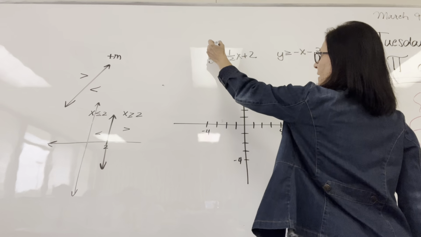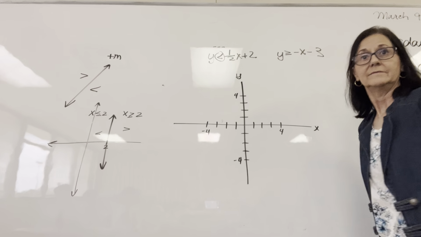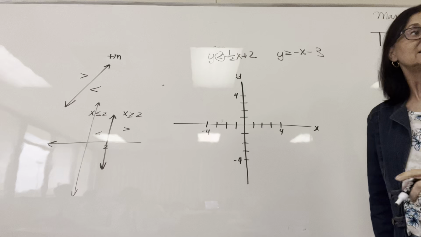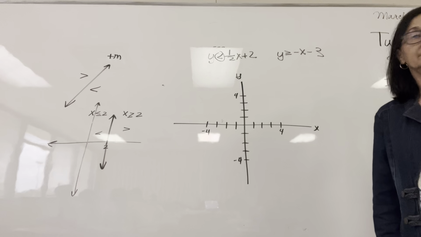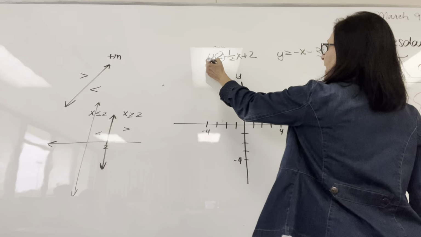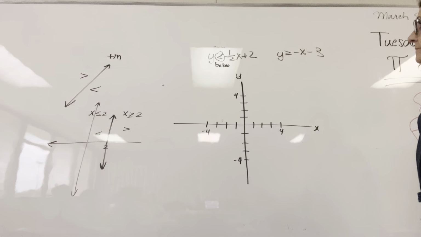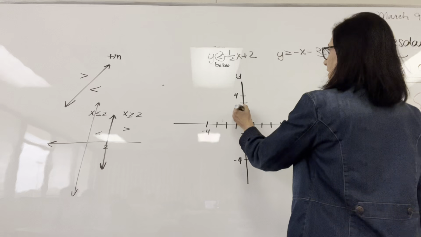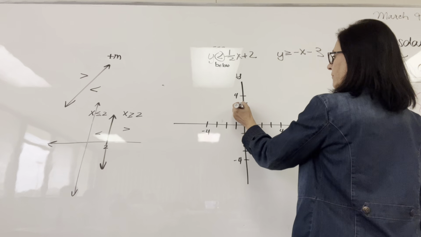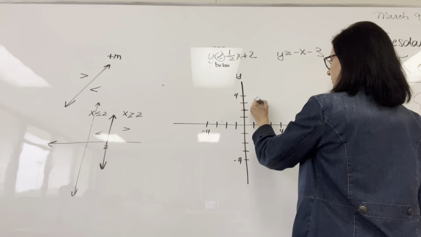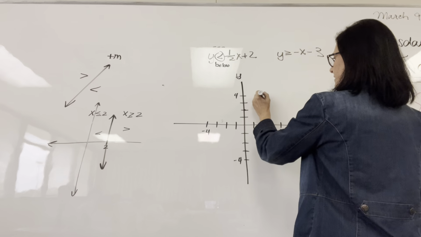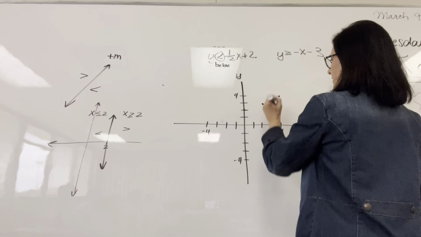In my mind, I'm going to do a hyphenated line there. Less than is going to be below the line. So it's going to be hyphenated, and the region is going to be below the line. All right, so my y-intercept is 2. I rise 1 as I run 2.